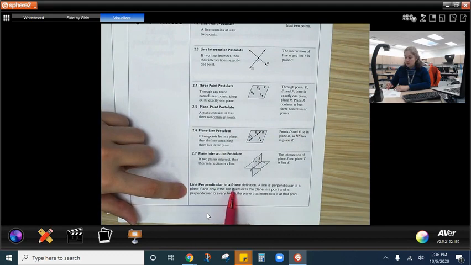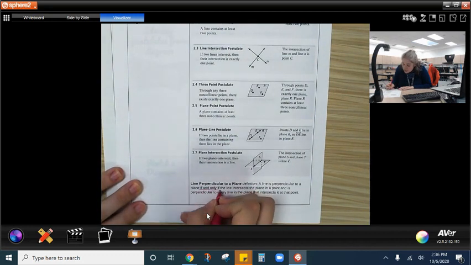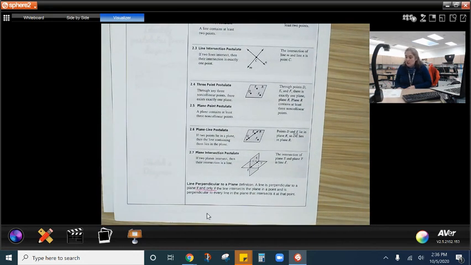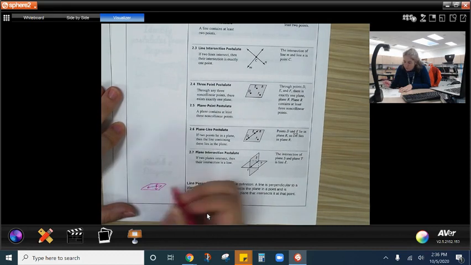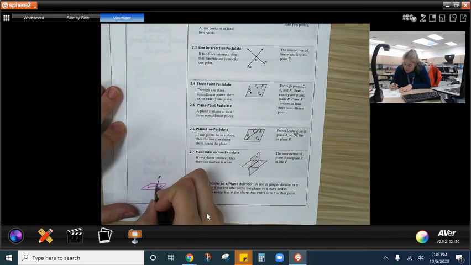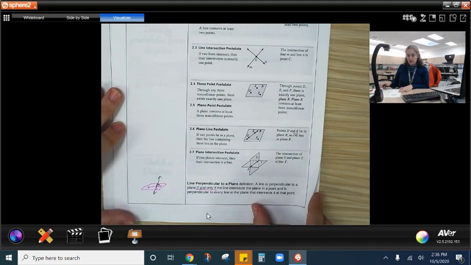The line's perpendicular to a plane. So this is actually a definition. A line is perpendicular to a plane if and only if, it's a very powerful statement, if and only if the line intersects the plane in a point and is perpendicular to every line in the plane. All right, perpendicular to every line in the plane. So if I sketch out a little picture of this, we could have that be a line, and that be a line, and that be a line. And if we have, I'm going to do it in black so it's easier to see, a line like this, and it's got a little right angle there, then we can say it's perpendicular. If it's not marked, though, then we can't assume it.